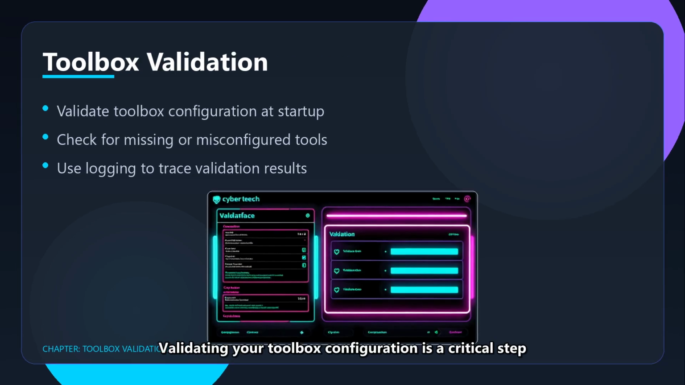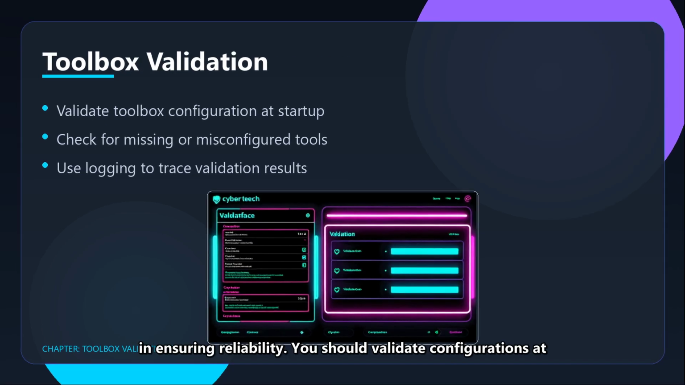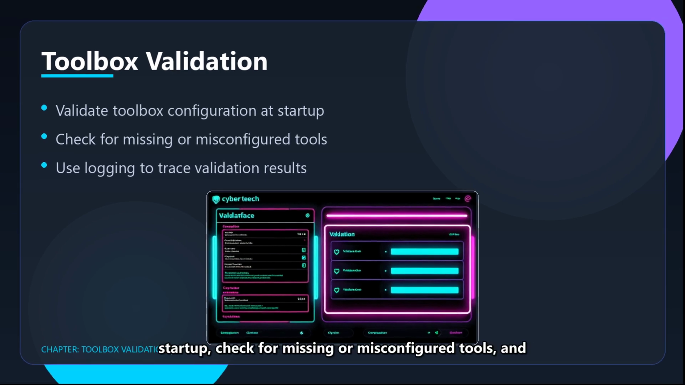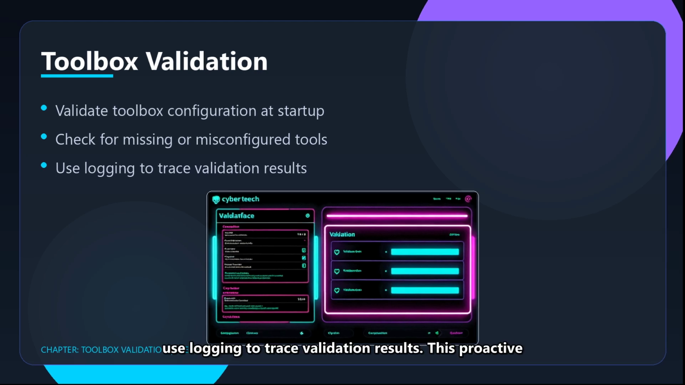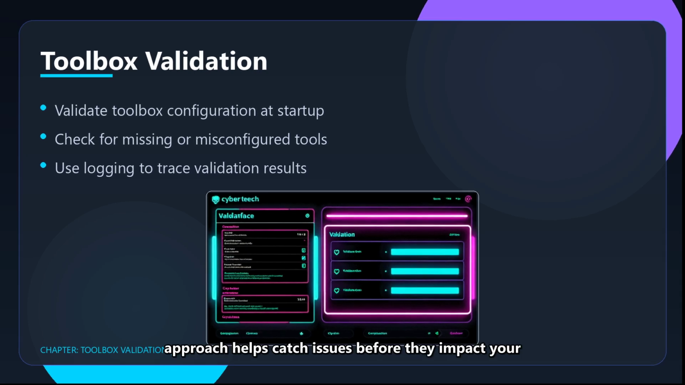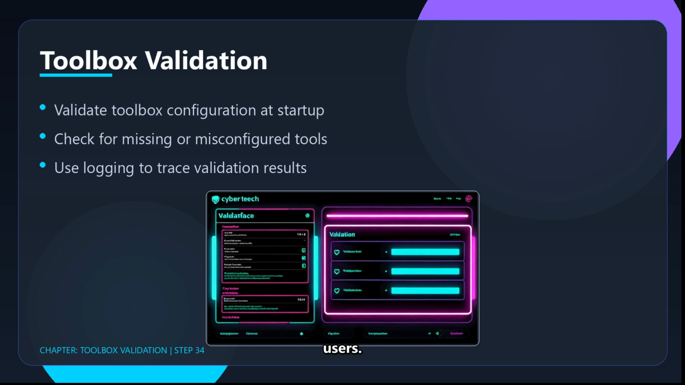Validating your Toolbox configuration is a critical step in ensuring reliability. You should validate configurations at startup, check for missing or misconfigured tools, and use logging to trace validation results. This proactive approach helps catch issues before they impact your users.